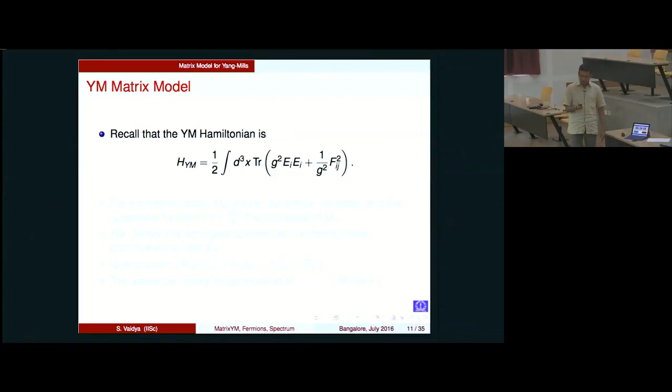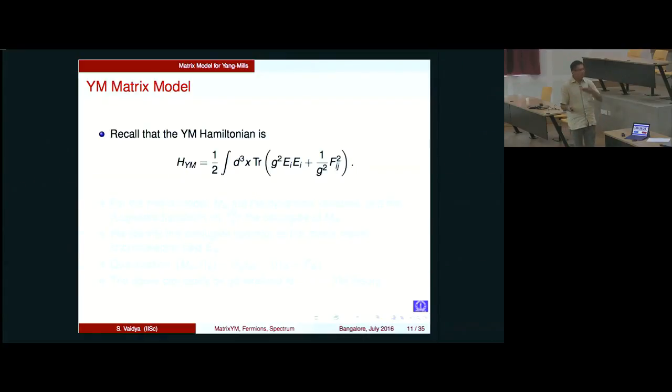So this is our Yang-Mills Hamiltonian, which is the E squared and B squared terms. Notice that the coupling constant g is sitting next to the E squared, whereas next to the B squared it is in the denominator. This is because you write down the Lagrangian as 1 by g squared times F mu nu F mu nu. So when you do the Legendre transformation, the E squared goes upstairs.